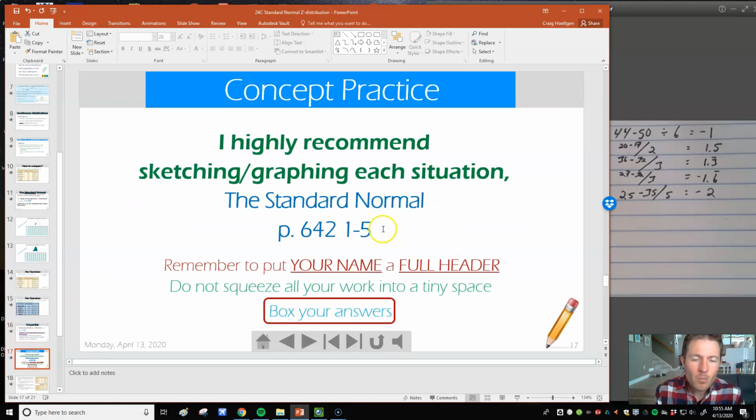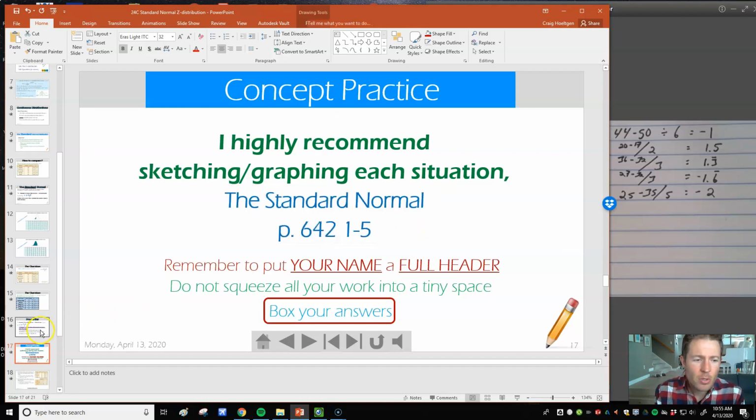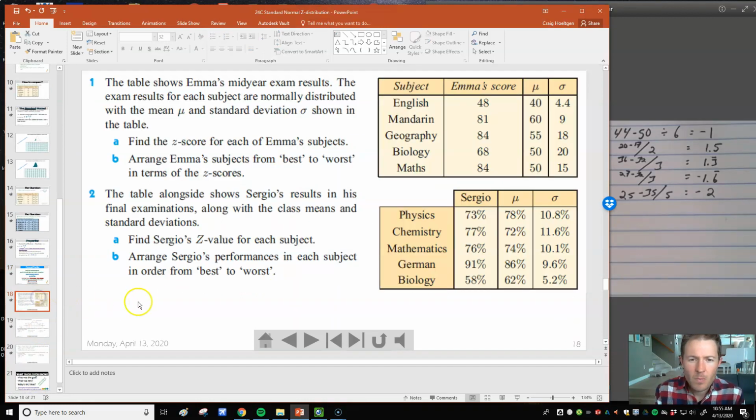Okay, to practice these, we're just doing the standard normal 1 through 5, and I'll show those two. Question 1, you've probably already done, or hopefully you've already done, so you can just take a picture of that. Question 2, you have not done. Go ahead and give this a shot. Again, it's really interesting to finally be able to compare different scores of different data sets to see how they really stack up against each other.